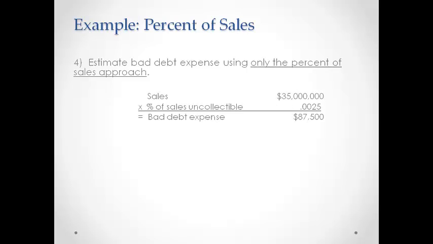Let's first record the estimated bad debt expense using only the percent of sales method. The total current period sales amount is multiplied by the percent of sales that has historically proven uncollectible to get a bad debt expense related only to the current period sales. The computed amount is recorded as bad debt expense, and the allowance account increases to reflect the additional amount that is not expected to be collected.